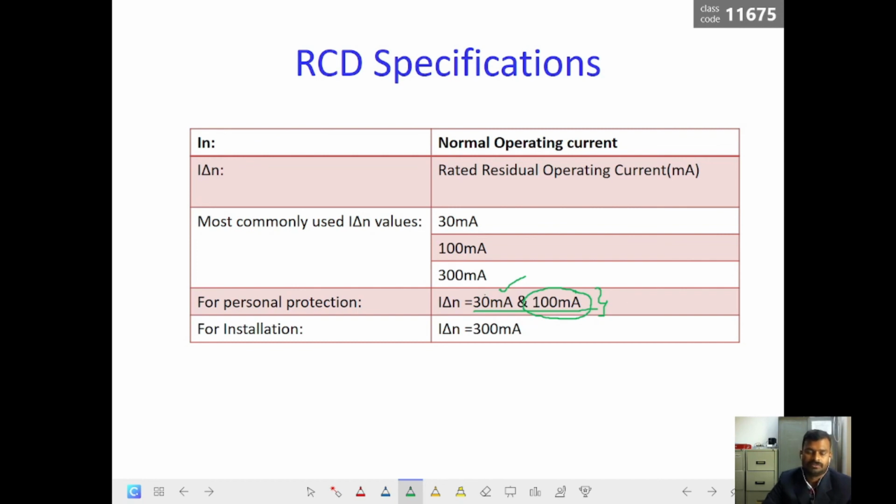So we have to think about what level of safety you need. There are also 10 milliampere RCDs available. In some specific areas the current rating should be very low, so a protection level of 10 milliamperes can also be used. And for installations, machine equipment and all those things, we can have up to 300 milliamperes.